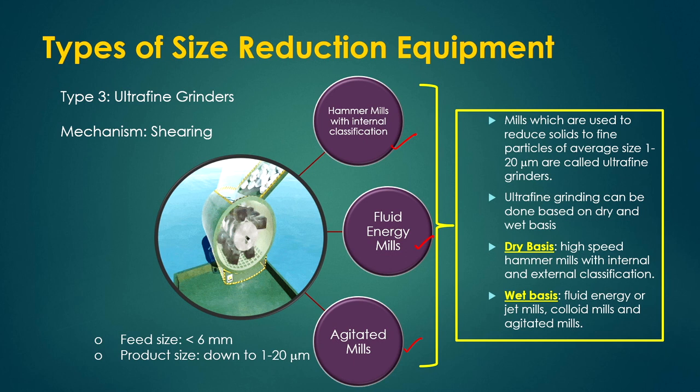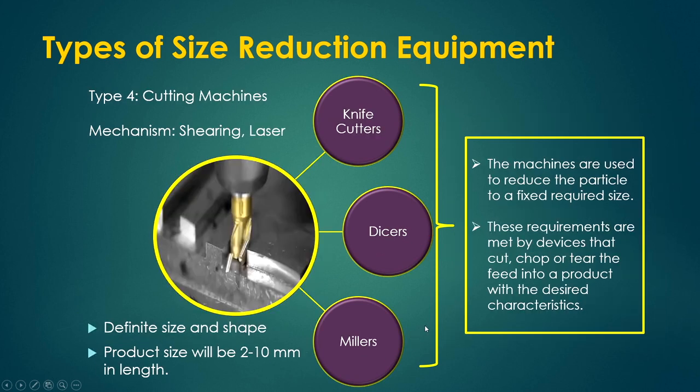Now, these ultrafine grindings can be done on a dry and a wet basis, both ways. In the case of dry basis, high speed hammer mills with internal and external classifications are used. And on a wet basis, fluid energy or jet mills, colloid mills, and agitated mills are used for this purpose. And the final type is called cutting machines.